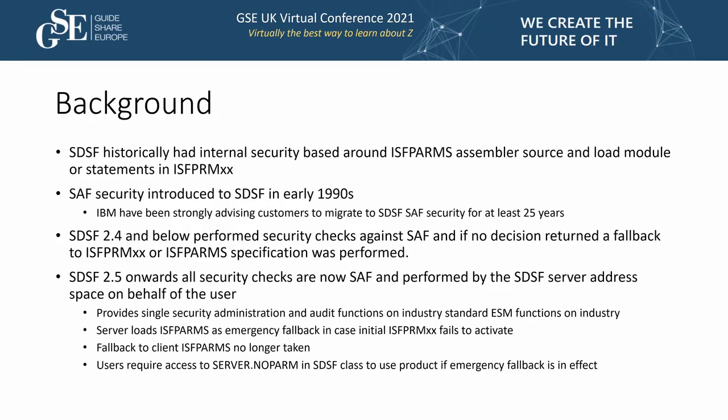So, we're standardizing on SAF. We have been warning about this, as I said, for about 20-odd years, but now we've actually pulled the trigger. So we do currently in 2.5 use ISF PARMS sort of. We will load on the server side the version of ISF PARMS that exists, and we will use this as emergency fallback in case the server cannot initially activate due to an ISFPRMxx failure. But on the client side, that does not occur anymore.